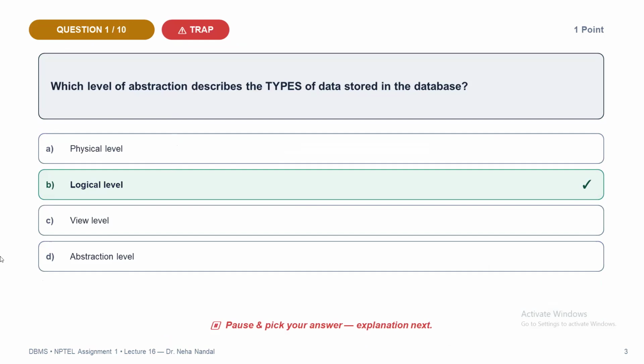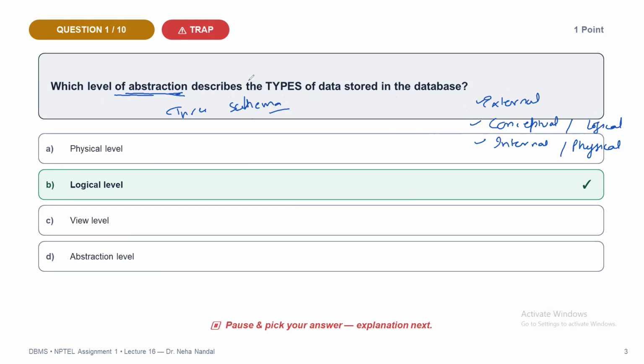So here, let's read the question. Which level of abstraction? It is talking about the three schema diagram. In that we have three levels: external, conceptual or logical, and last one is internal or physical. So these are abstraction levels. Out of these three levels, we have to choose the one which has been described over here.